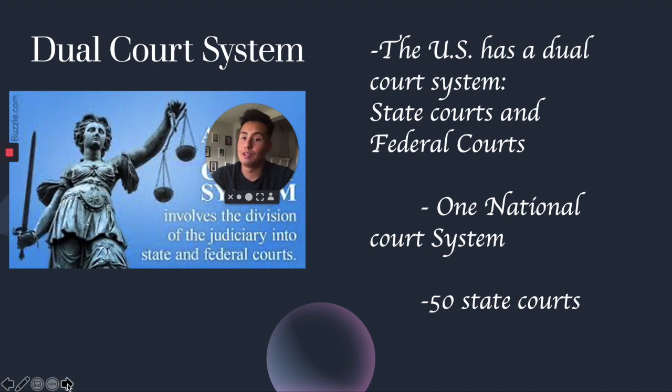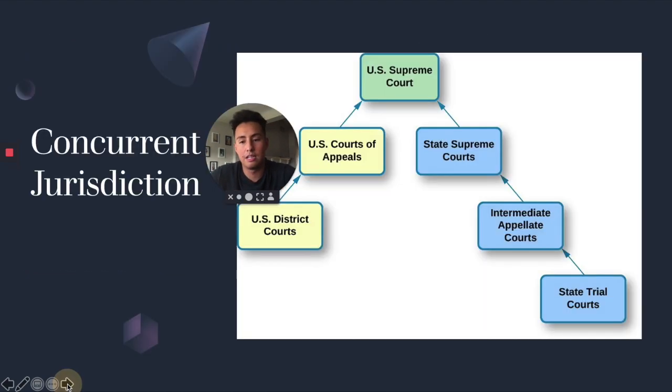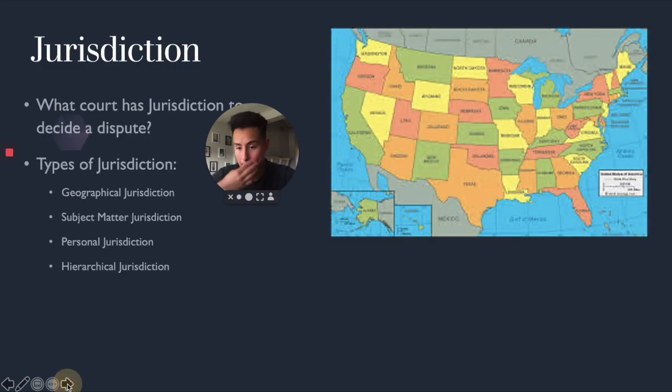Right, so, the dual court system. It established the state courts and the federal courts. There's one national court system, which is the Supreme Court, and then 50 state courts. There is also congruent jurisdiction, basically meaning that the federal and the state courts share judicial power.